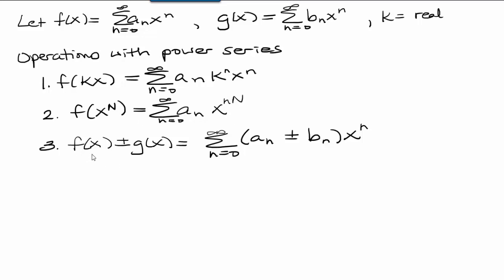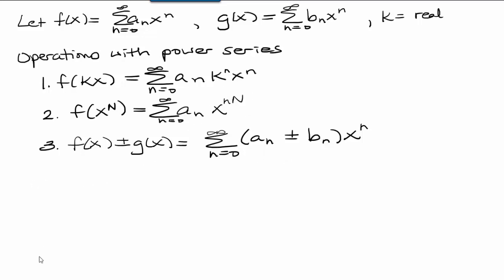And then here we can add or subtract the two power series together, and all that's going to happen is, thinking of them as a big long polynomial, you're just going to add and subtract the coefficients of the like terms. So you have a sub n plus or minus b sub n times x to the n.